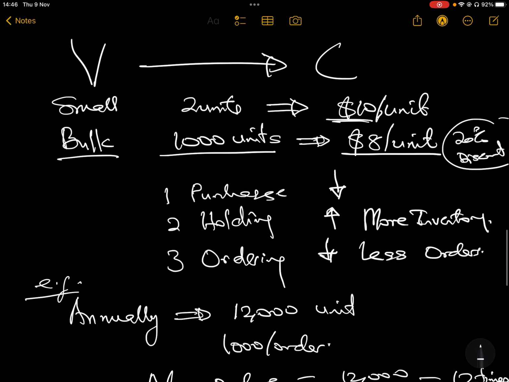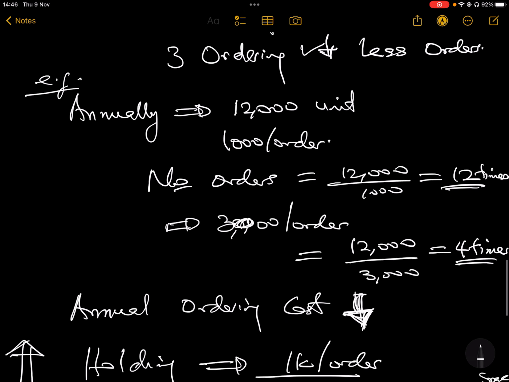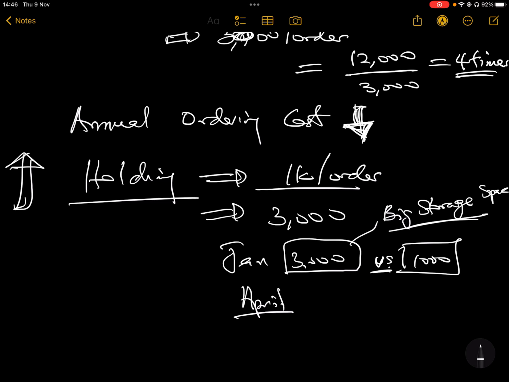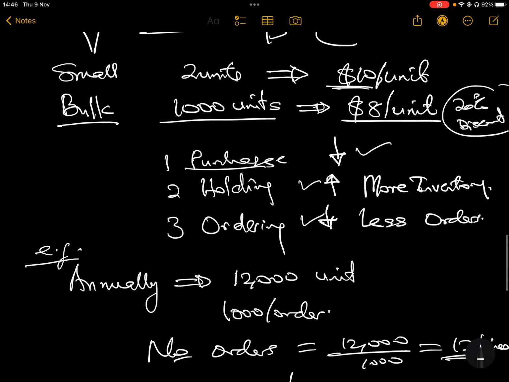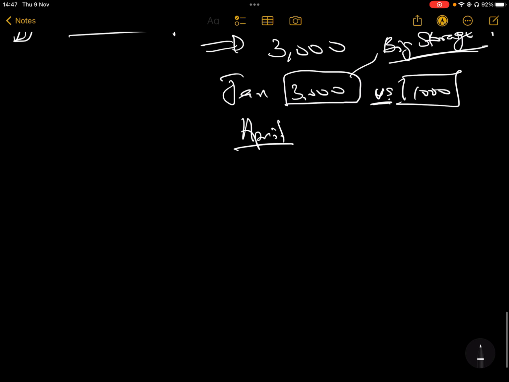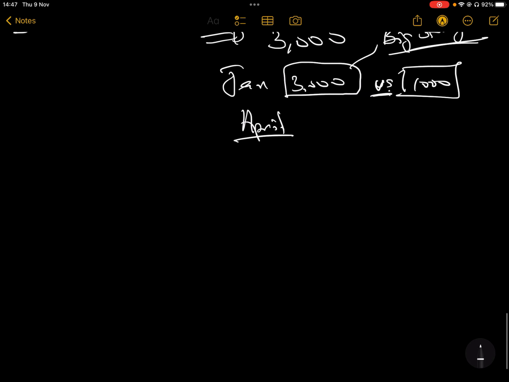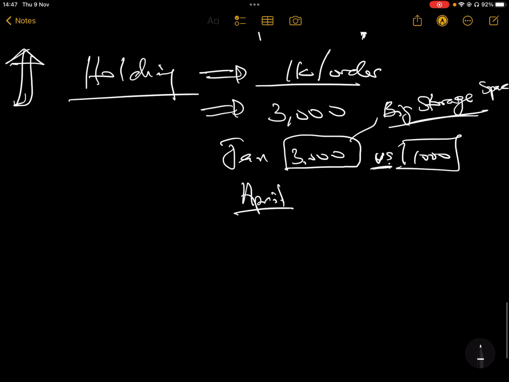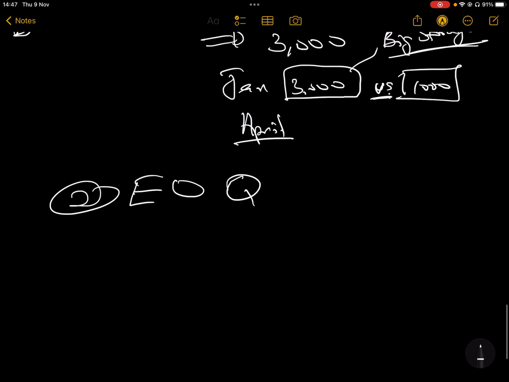So as your purchase price is coming down, your holding cost is going up and your ordering cost is coming down. And that is why you cannot just decide whether it is good or bad until you do all the calculation. But that is the explanation of its impact on inventory. Let's look at the second approach, which is the EOQ. EOQ approach is the economic order quantity approach.